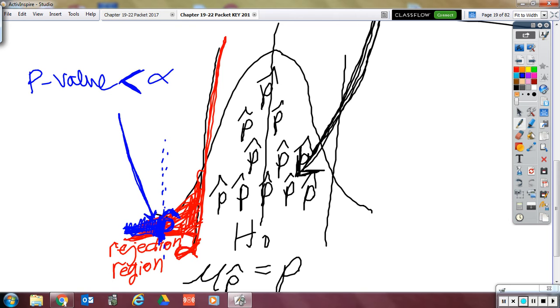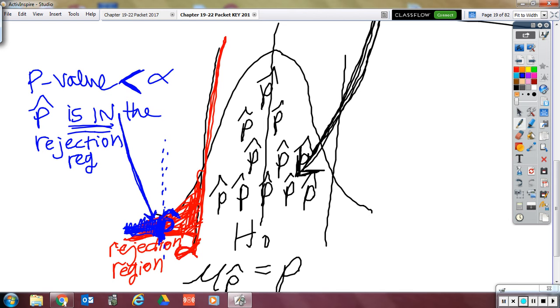So since our p-value is less than alpha, that is telling me that my p-hat is located where? In the rejection region. Okay? So my p-hat is in the rejection region. That's what the p-value being less than alpha is telling me.